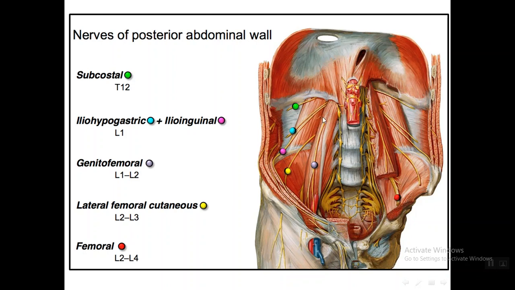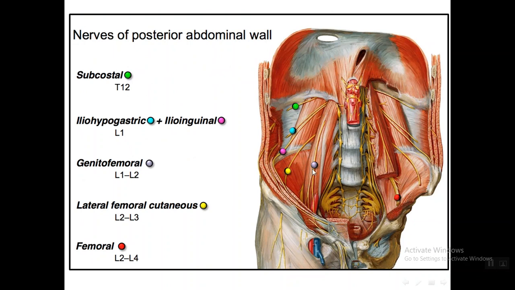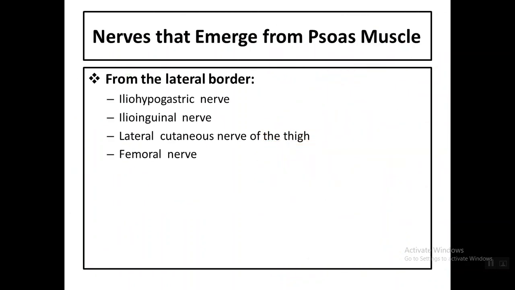These are the branches emerging from the lateral side of the psoas major muscle: iliohypogastric, ilioinguinal, lateral cutaneous nerve of the thigh, and femoral nerve. From the anterior surface we have the genitofemoral nerve, and from the medial side we will see other branches. The iliohypogastric nerve is the first one from above downward. Iliohypogastric, ilioinguinal, lateral cutaneous nerve of the thigh, and lastly the femoral nerve. All these are from the lateral border of psoas major.